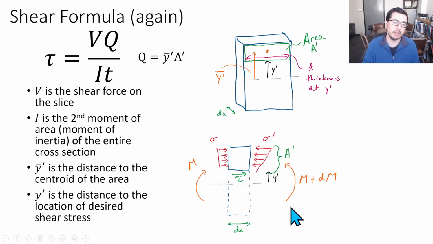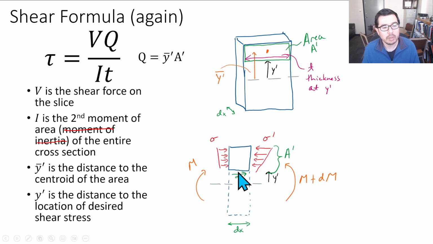So here's the shear formula again. Tau is equal to VQ over It. V is the shear force on the slice. I is the second moment of an area, moment of inertia. Let's just say second moment of area here, to be a little bit more specific. What is very important is that it's acting over the entire cross section. And y bar prime is the distance to the centroid of the area. So that is an interesting quantity.